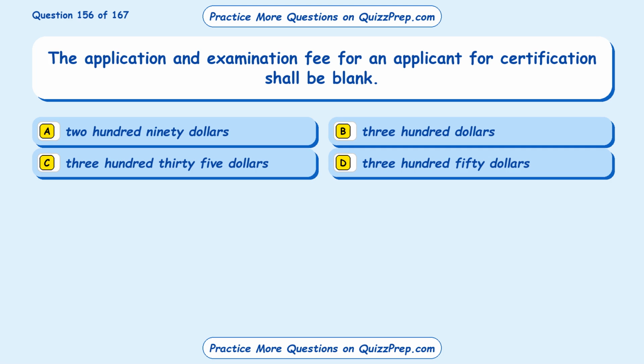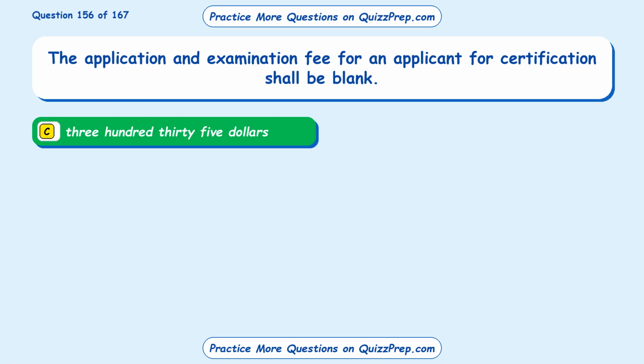Question 156. The application and examination fee for an applicant for certification shall be blank. Option A, $290. Option B, $300. Option C, $335. Option D, $350. The correct answer is option C, $335.